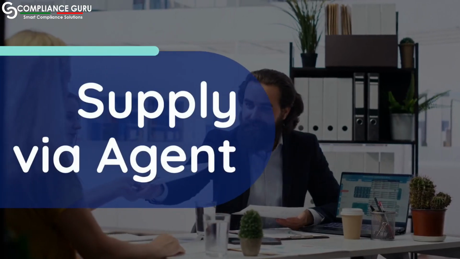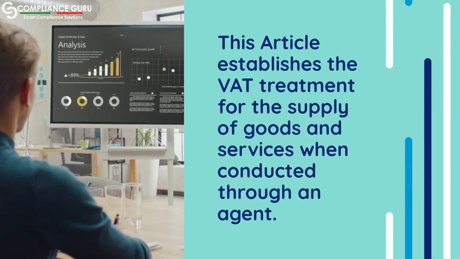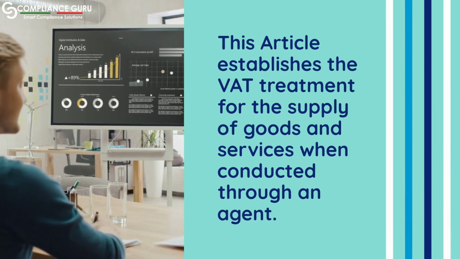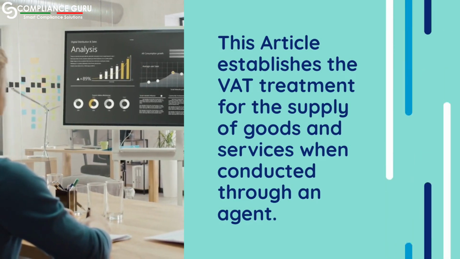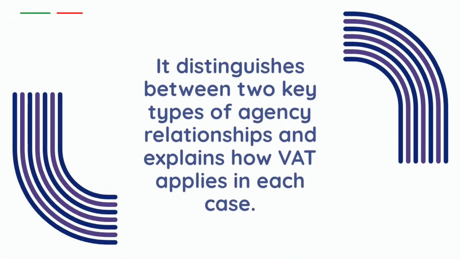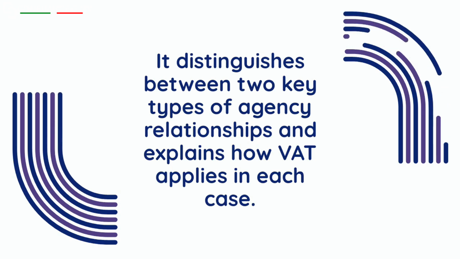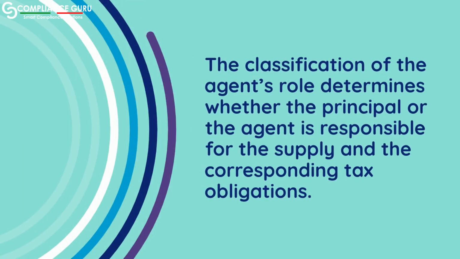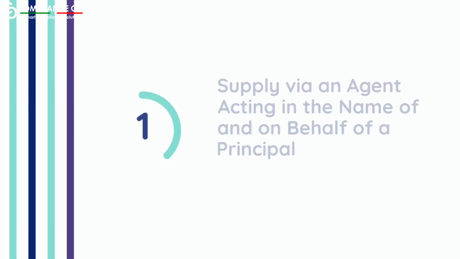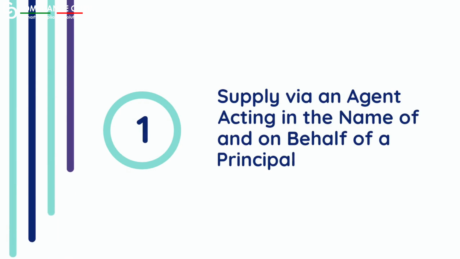Supply via agent. This article establishes the VAT treatment for the supply of goods and services when conducted through an agent. It distinguishes between two key types of agency relationships and explains how VAT applies in each case. The classification of the agent's role determines whether the principal or the agent is responsible for the supply and the corresponding tax obligations. 1. Supply via an agent acting in the name of and on behalf of a principal.